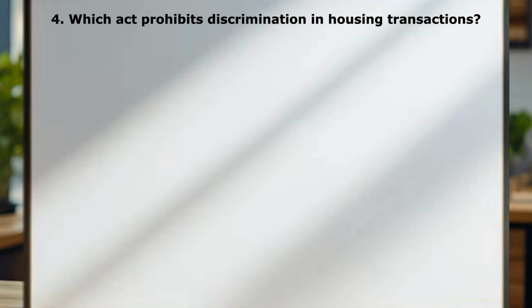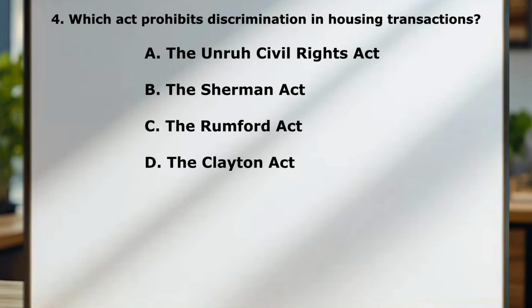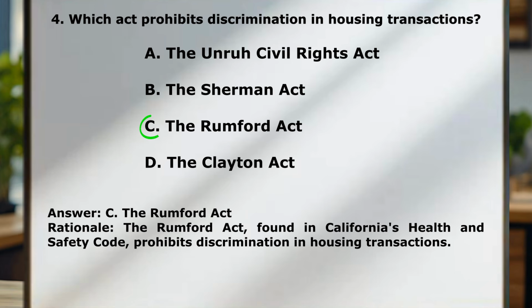Question number 4. Which act prohibits discrimination in housing transactions? A, the UNRRA Civil Rights Act. B, the Sherman Act. C, the Rumford Act. D, the Clayton Act. Correct answer here is C, the Rumford Act.